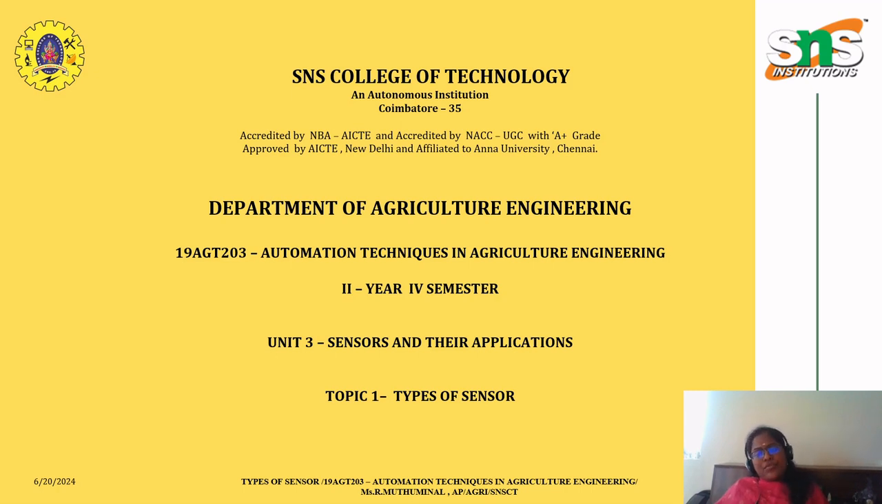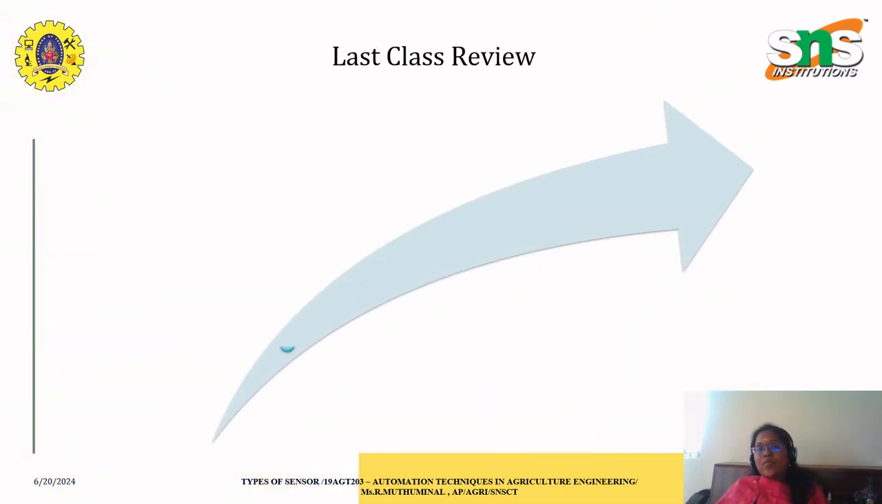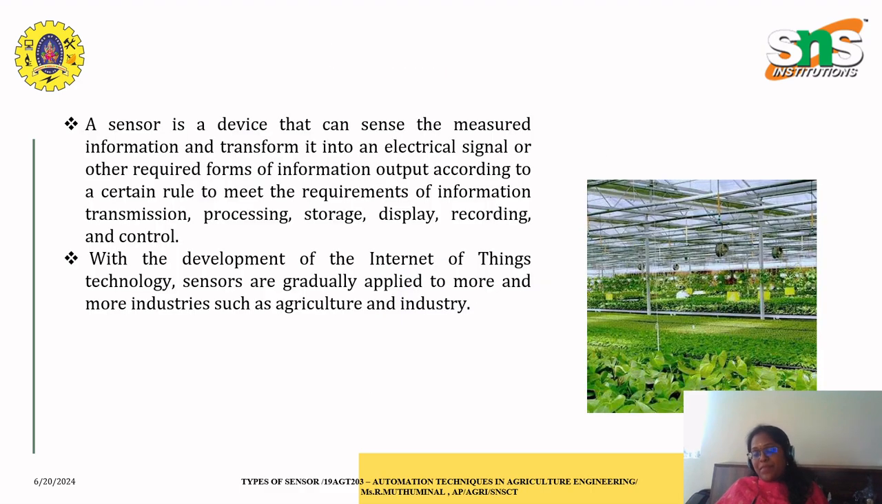Today we'll see the continuity of types of sensors which we have seen in the previous class under the unit sensors and their application, under the subject Automation Techniques in Agriculture Engineering for the students of second year fourth semester. Before going into the session, let's have a small recap of what we have seen in the previous class.